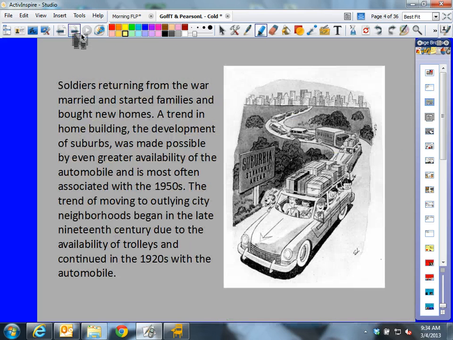Now, soldiers returning and starting families, a point that I mentioned just a moment ago, related to the last slide, led to a trend in home building. The development of suburbs was made possible by even greater availability of the automobile and is most often associated with the 1950s. The trend of moving to outlying city neighborhoods began in the late 19th century due to the availability of trolleys and continued in the 1920s with the automobile.